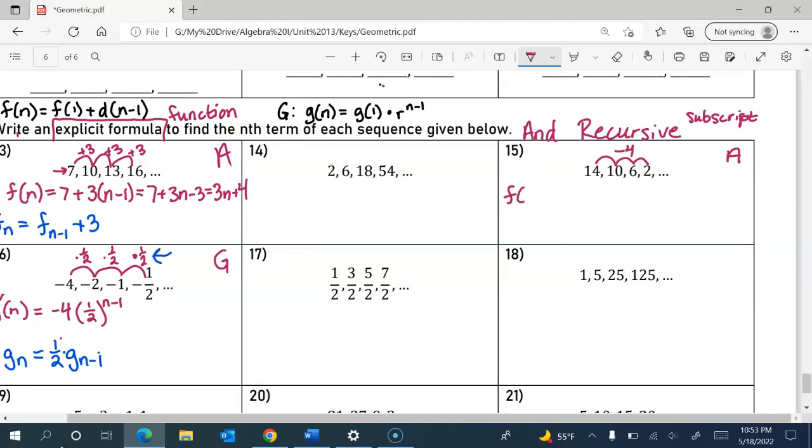So f of n, explicit is function notation, equals my first term is 14 plus my common difference. Well, my common difference is a -4, so I could just write -4 times n minus 1. I want us to make this look pretty, so 14, -4 times n is -4n. -4 times -1 is +4. Make it even prettier. We want -4n. 14 plus 4 is +18. So that's explicit.